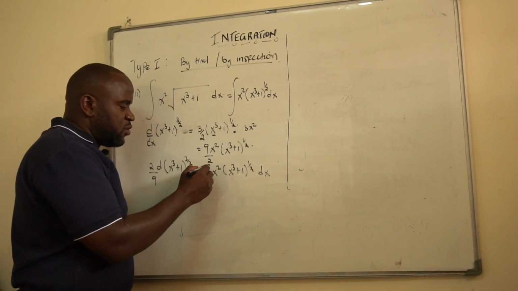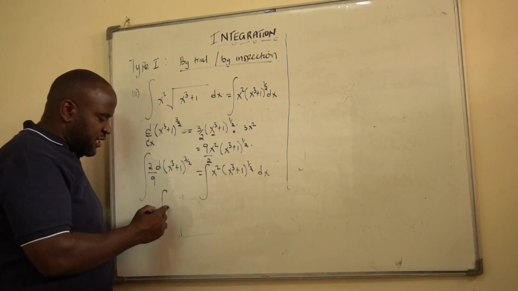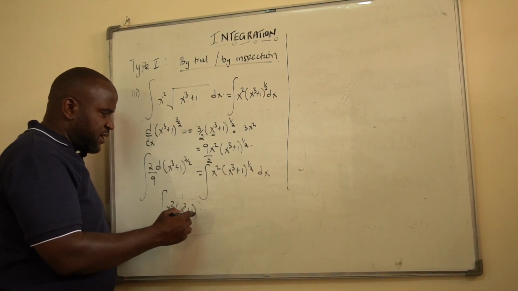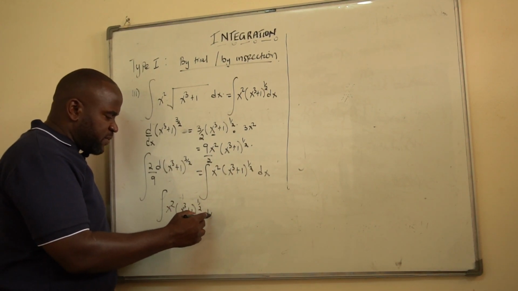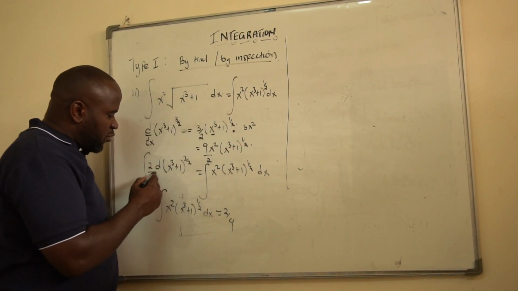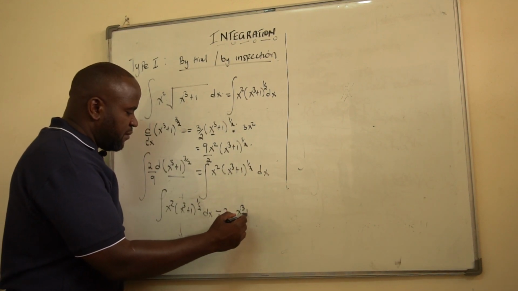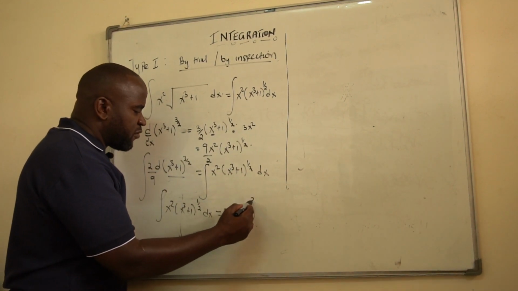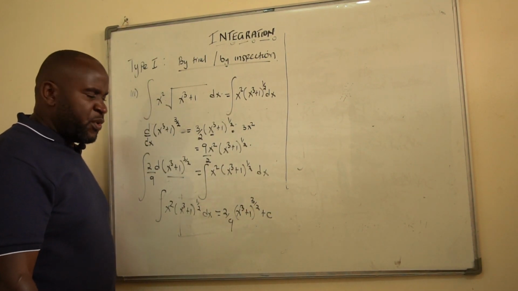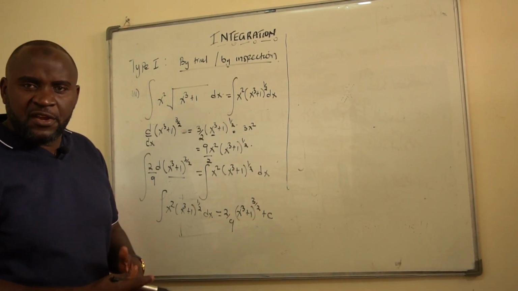For that reason, you will introduce the integrals on both sides. Therefore, the integral of x squared into x cubed plus 1 to the power of a half with respect to x is going to be twice out of 9. Integral of d of x, you get that very term. So this is going to be x cubed plus 1 to the power 3 over 2 plus a constant. We are integrating by inspection, or we are integrating by trial.